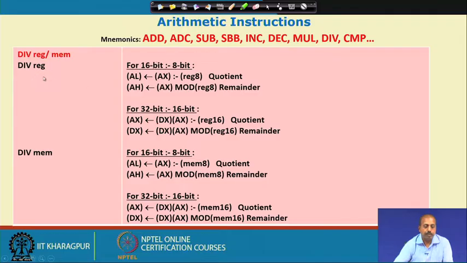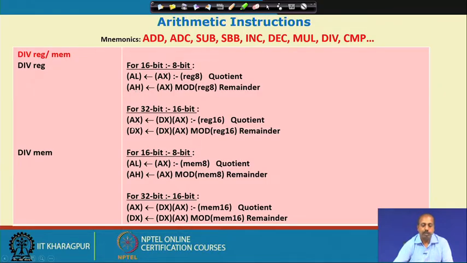Then there is the DIV instruction. The assumption is that AX is divided by the 8-bit register. AX is the dividend and the register is the divisor, and when the division is done, the quotient goes to the AL register and the remainder goes to the AH register.